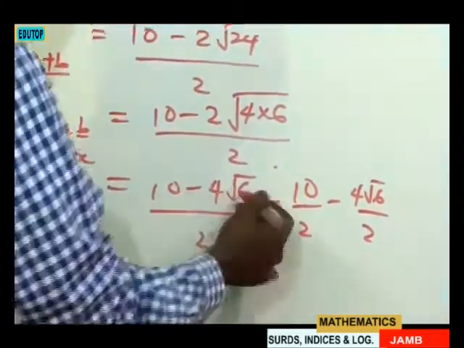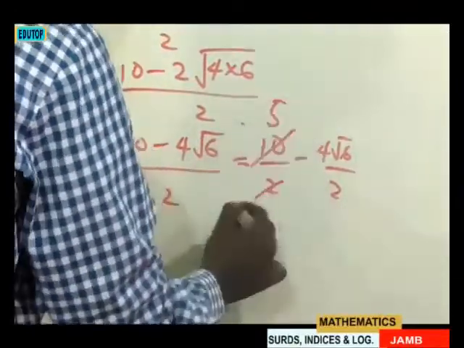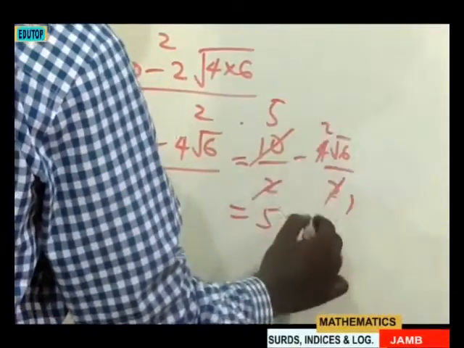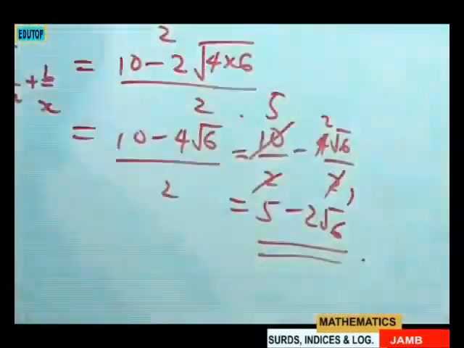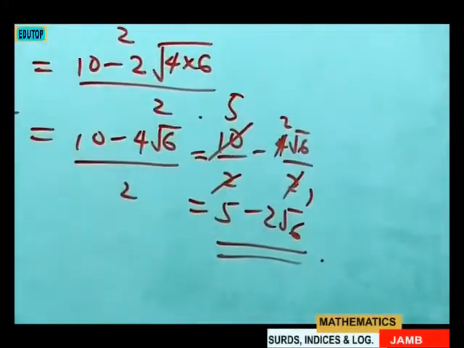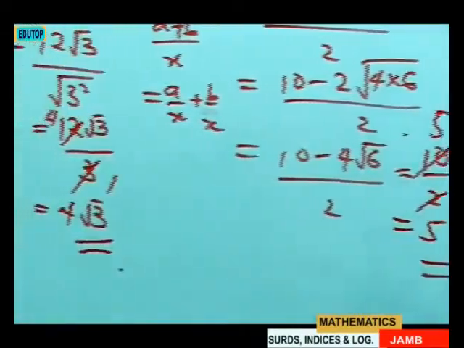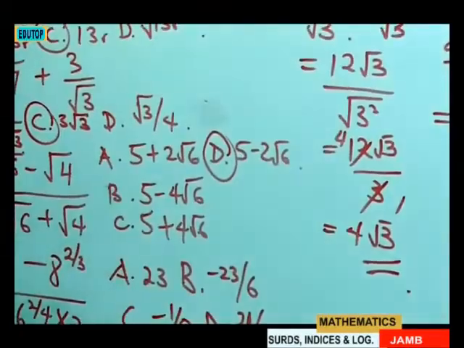So the 2 can distribute over these two terms. I have 2 here 1, 2 here 5, so I have 5 here. Then 2 minus 2 here 1, 2 here 2, so I have minus 2 root 6. So I go to my options and see the one that matches this: 5 minus 2 root 6. So it is option D.